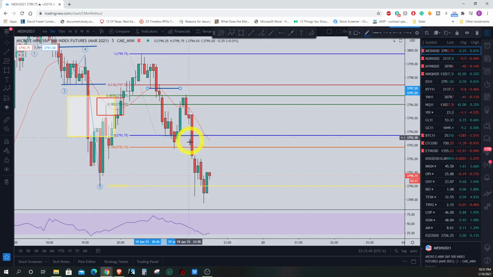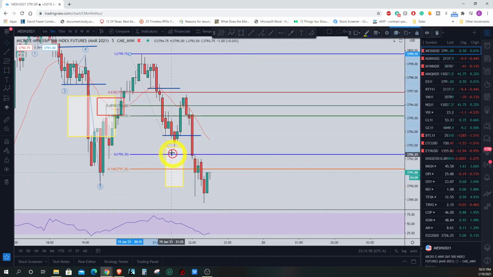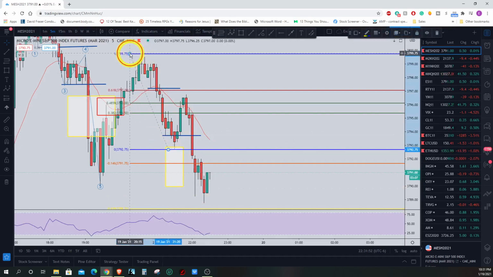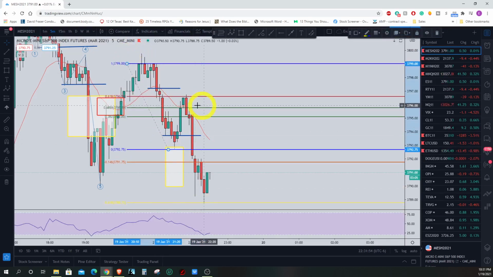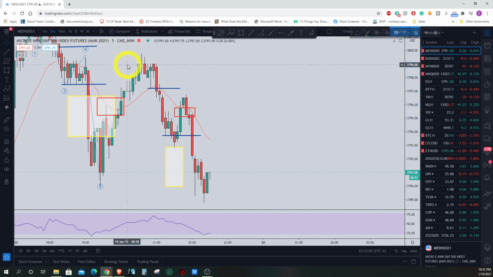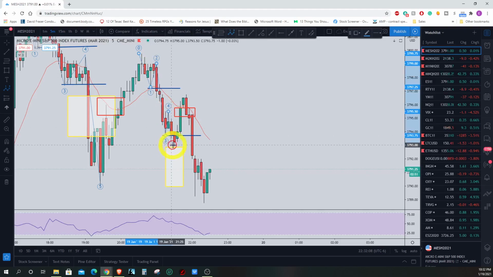0, 1, 2, 3, 4, 5, just enough to tick down there. And then the exit's going to be at the 38%. And there it is. Hit it. So that one's complete as well. So I mean, that's pretty much the way the market moves most of the time. It's just these little 5-wave moves. 0, 1, 2, 3, 4, 5.